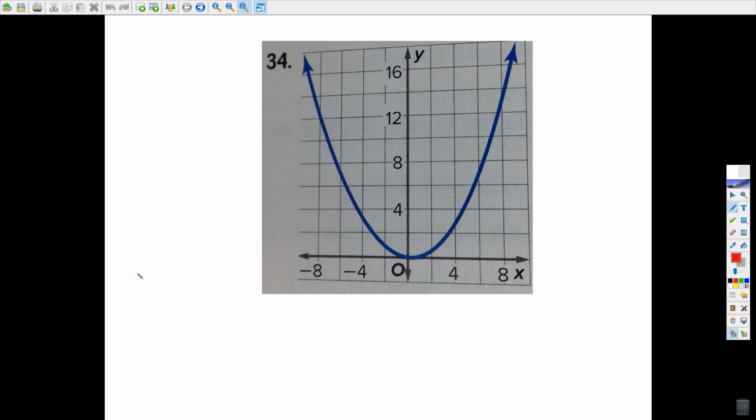Thought I'd provide you with a little bit of homework help. This is from lesson 2.6 and it's from page 130. A couple of problems. This is, as you can see, number 34.